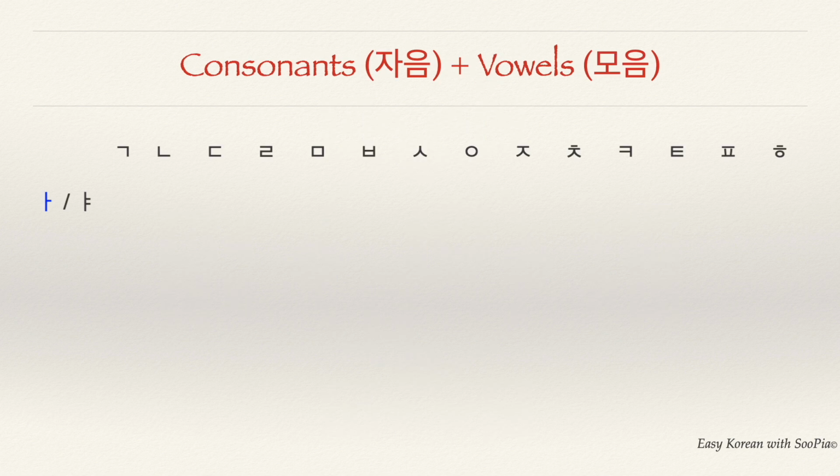Let's practice how to put together a consonant and a vowel to form an actual word and how to pronounce each letter. The first vowel is A. This is how each letter is pronounced. Ka, na, da, ra, ma, ba, sa, a, ja, cha, ka, ta, pa, ha.